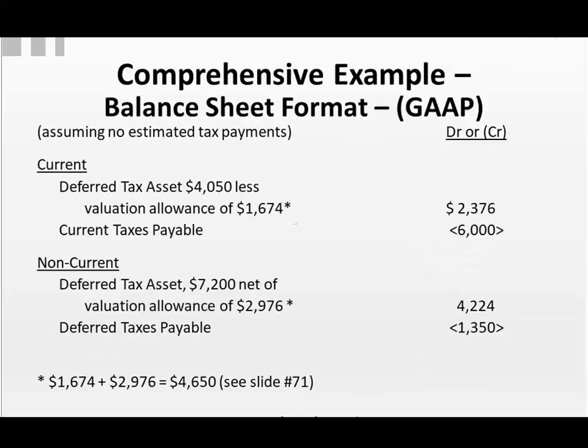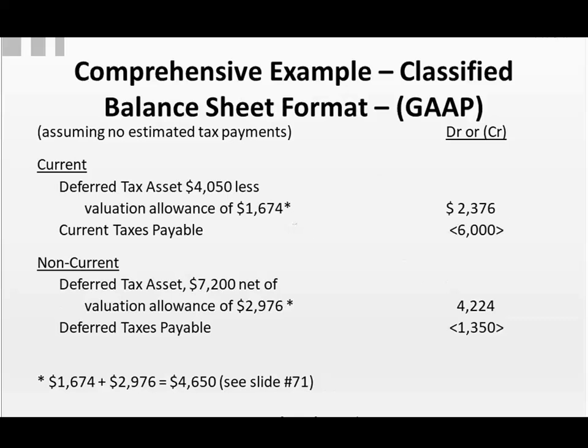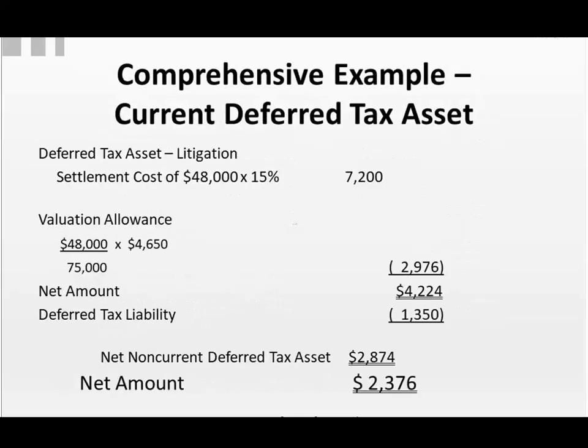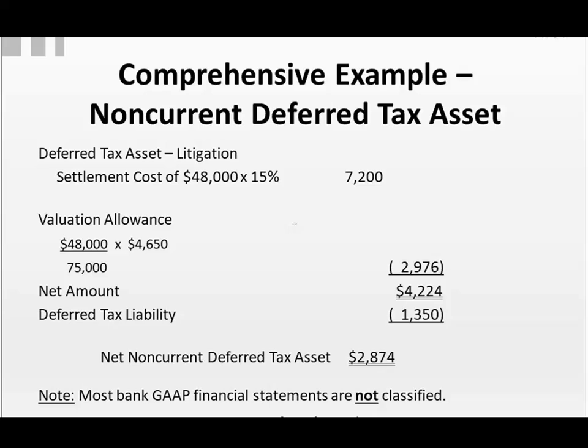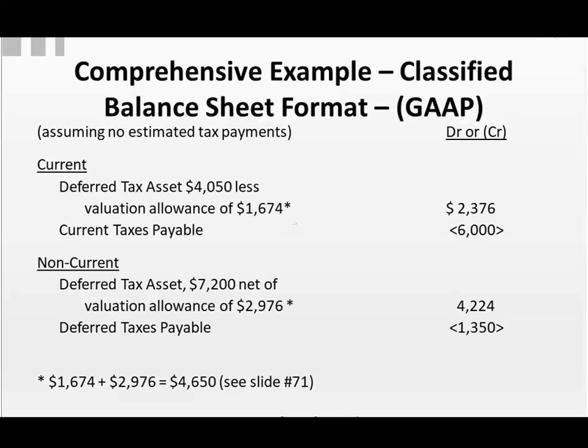So let me go back. There it is. It's the 2,376. It's the 4,050 less the portion of the valuation allowance that's current. Gives me the 2,376. The non-current portion would be the remaining 48,000 times 15%, which is 7,200, and the portion of the valuation allowance would be the 4,650 times 48 over 75, which gives me 2,976. That gets us to what? 4,224. So once again, if I go back, here's my 4,224. 7,200 less the portion of the valuation allowance, 2,976, is 4,224.